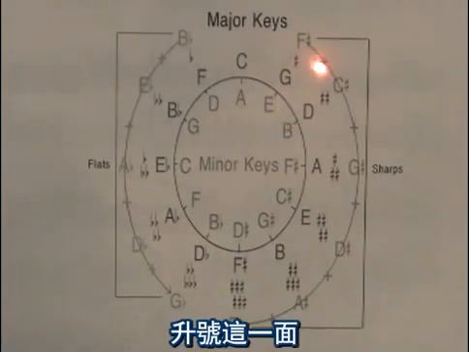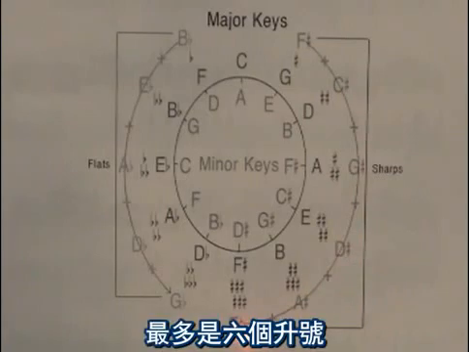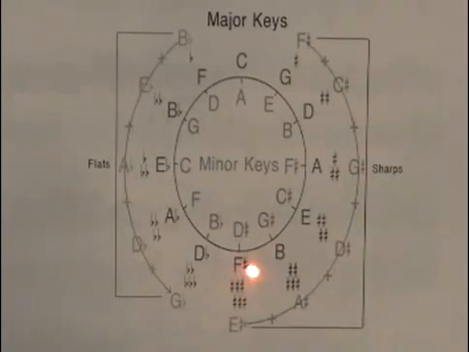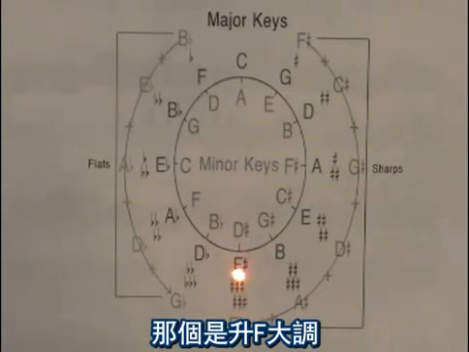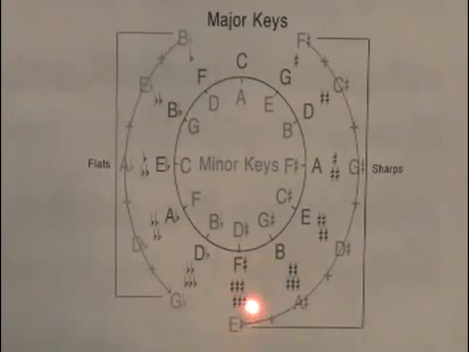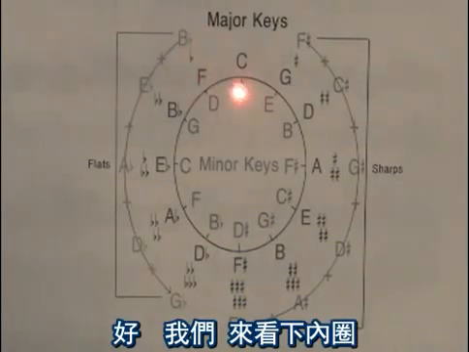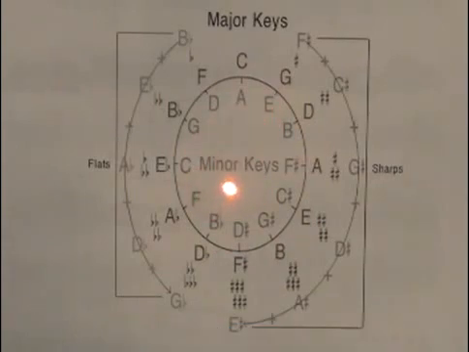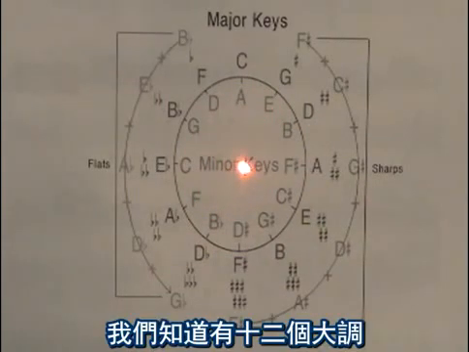Now with all the keys that have sharps, you go up to 6 sharps. Okay? That's the key of F sharp major. You have 6 sharps. Alright, now let's take a look at the inner circle. This is your inner circle. Now we know there are 12 major keys.